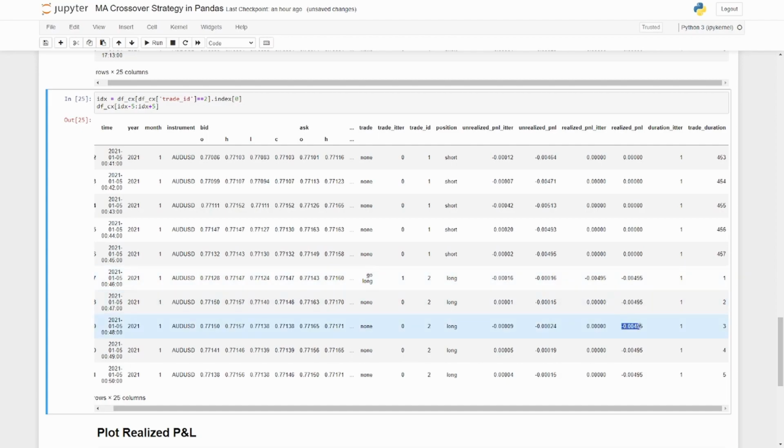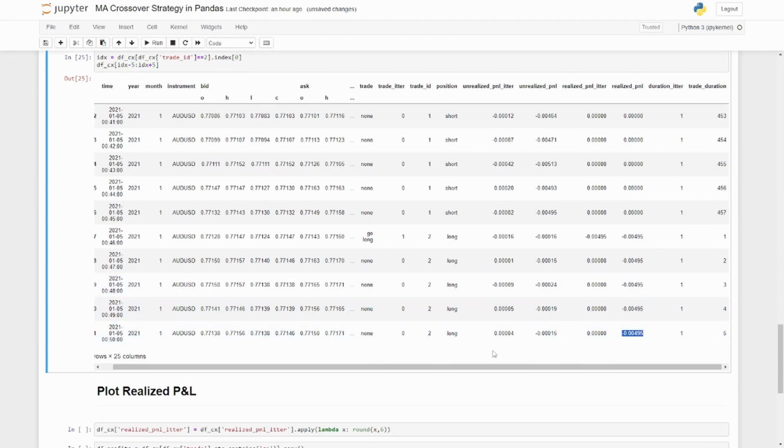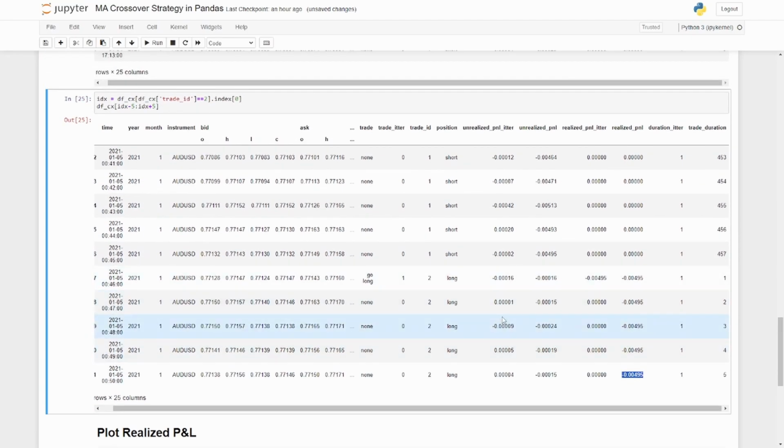So now your realized P&L is tracking, so we know that we've lost basically 50 pips, and now we're in a long position, right? Kind of just validating that, yes, this is doing what we think it should be doing. This is actually doing a valid backtest.